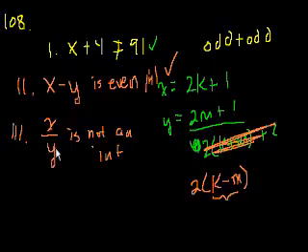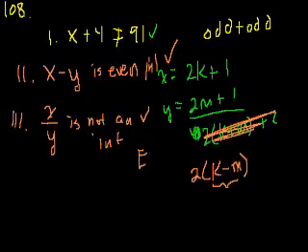So in order for this to be an integer, x could not be prime. Since x is prime, and y is some number greater than 2, we know that this is not an integer. So all 3 of these statements have to be true, and that's statement E. No, excuse me. That's statement E. Problem answer E.